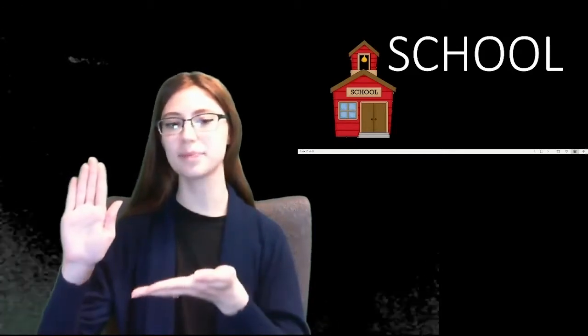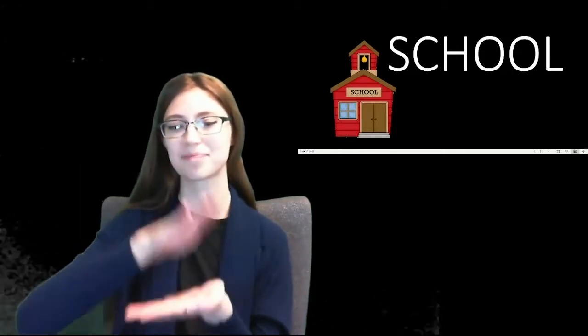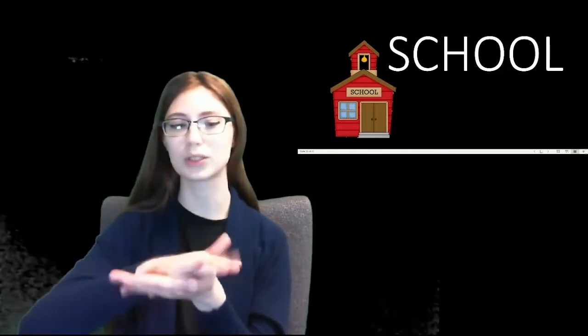Places. School. All right, you learned this from the beginning of the lesson. See if you can remember. You're going to take this handshape, non-dominant hand on bottom, and your dominant hand on top, and clap them together twice. School.